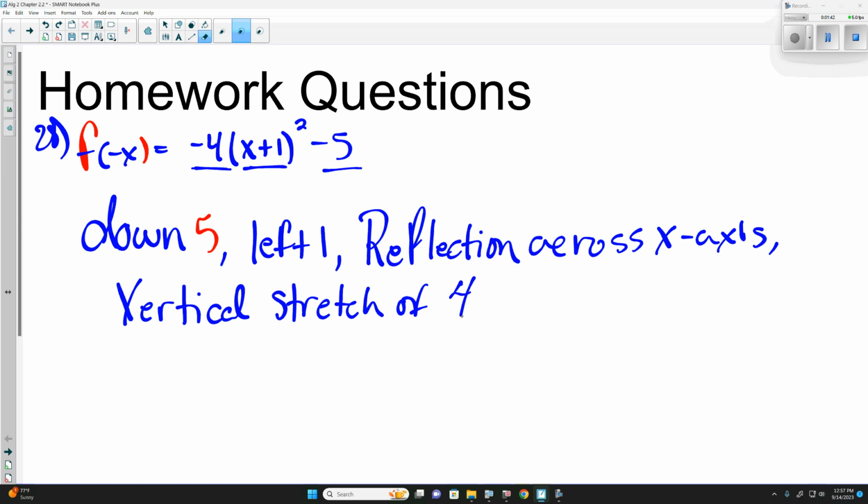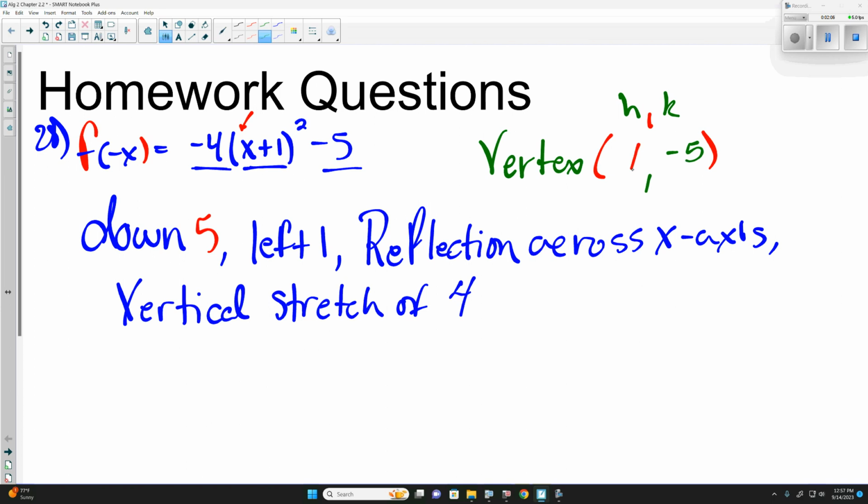If it's between 0 and 1, it's a vertical shrink. We know it's not horizontal, because for it to be horizontal, it would have to be inside the parentheses in front of x. Now the other part we need is the vertex, which is our h comma k. Negative 5 I agree with. 1 I halfway agree with. Because it's not positive, it is negative. Because since we have plus 1 inside, it has to come out as negative 1.